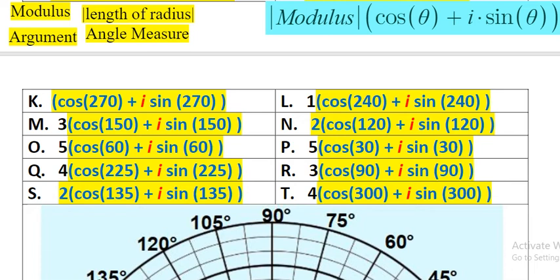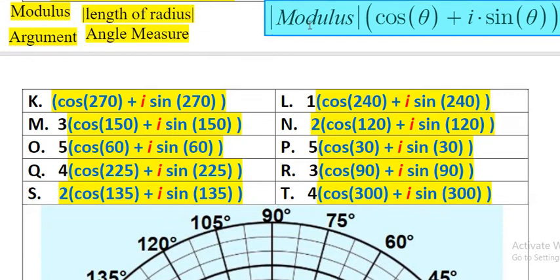When we plot coordinates on the polar grid, there's two things we always need. We need the modulus and we need the argument. Now, the modulus is the length of the radius of the circle. So that's the number that's written in front. That's the modulus. So we're just measuring from the center to how long the radius is on the circle.